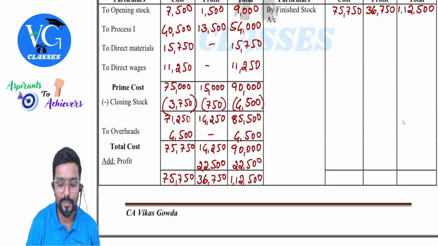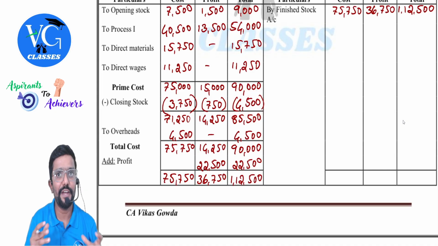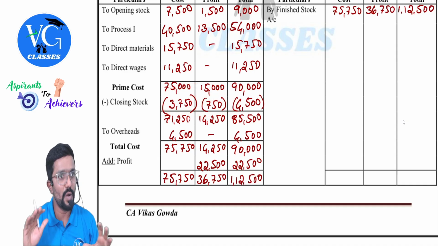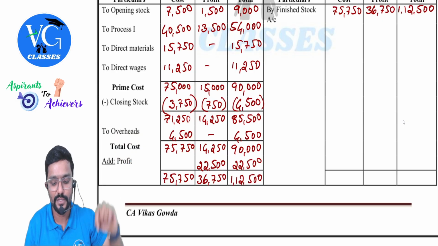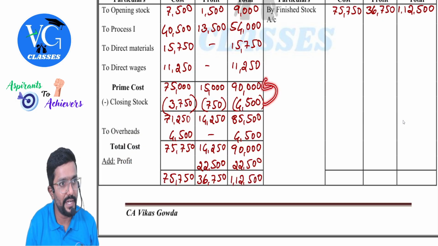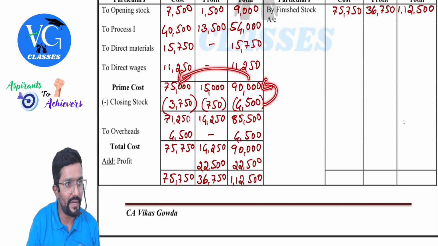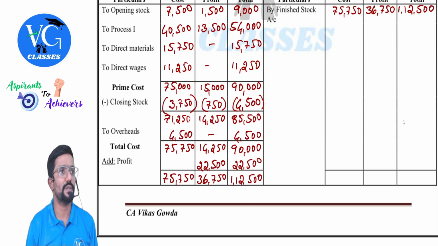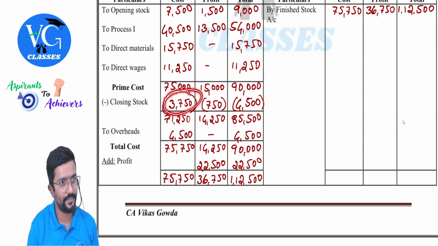Then closing stock, normally they will give this value, 4,500, which includes profit. Sir, how will I find out the profit element? Simple. You can either find out the cost element or the profit element. Either one you calculate. How is this, sir? Simple. Let us calculate cost. 4,500 is a part of 90,000. How much is it for 75,000? So simple. 4,500 divided by 90,000 into 75,000. You will get the cost.